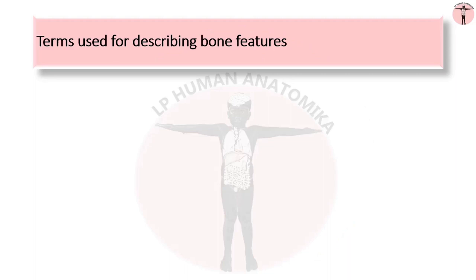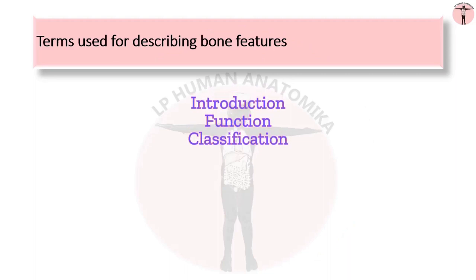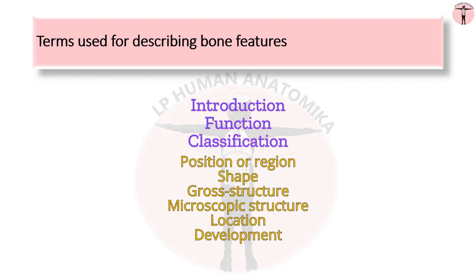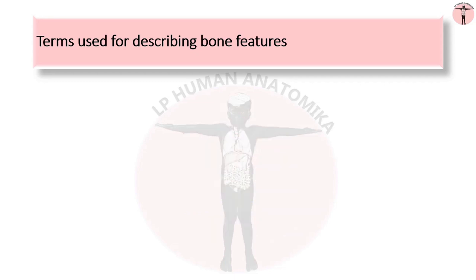In the previous session, we have discussed the introduction, functions, and the different types of classification based on the following: position or region of the bones, shape of the bones, gross structure of the bones, microscopic structure of the bones, location and development of the bones. Now, let us discover the terms used for describing bone features one by one.